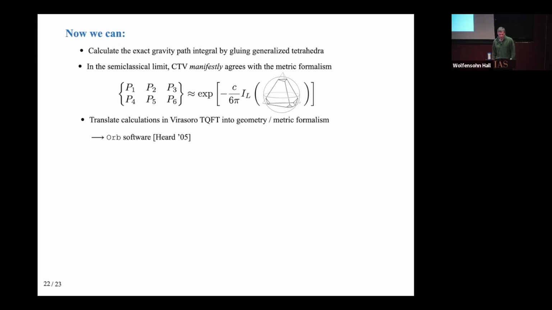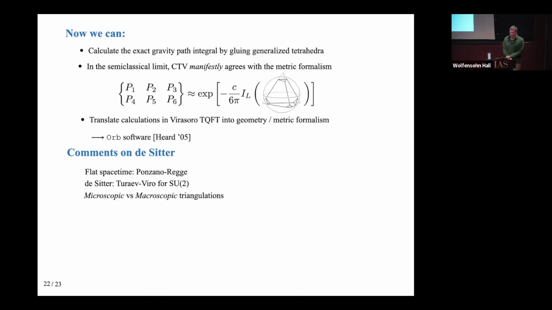It also means that we can translate calculations in Virasoro TQFT into geometry and understand, for example, what are all the classical saddle points that correspond to the calculations that have been done in Virasoro TQFT. To do that, you have to construct triangulations. Actually, there's really nice software that the mathematicians have written for this. It's called Orb, where you can just use the mouse to draw your graph, the trivalent graph that you want, and it'll hand you the triangulations, and then you can use that to find your classical gravity saddles.